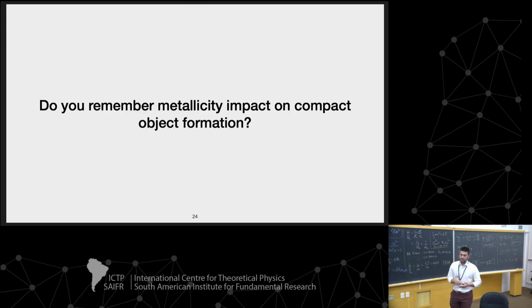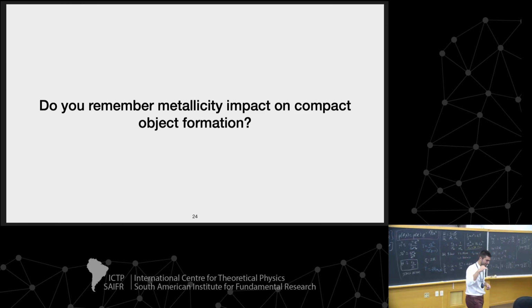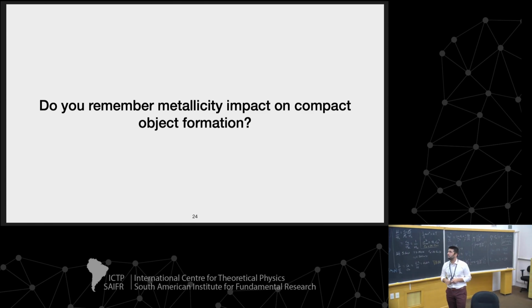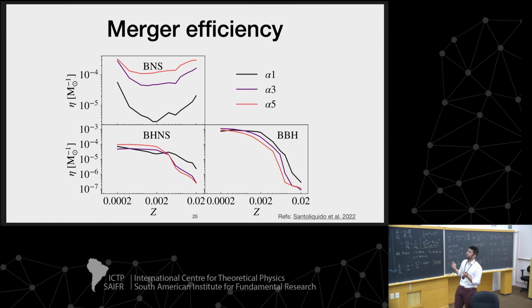Okay, do you remember the metallicity impact on compact object formation? We discussed it a lot yesterday. I showed you that metallicity basically sets the maximum mass of black holes, but it also has another effect: the merger efficiency.